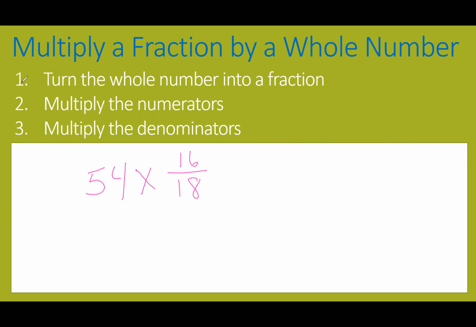Okay, did you follow these step-by-steps? Look, they're right here. Step 1, turn the whole number into a fraction. I gave you that reminder. Step 2, multiply the numerators. 54 times 16. Let me do it over here. All right, I have 6 times 4 is 24. Regroup. 6 times 5 is 30, plus 2 is 32.